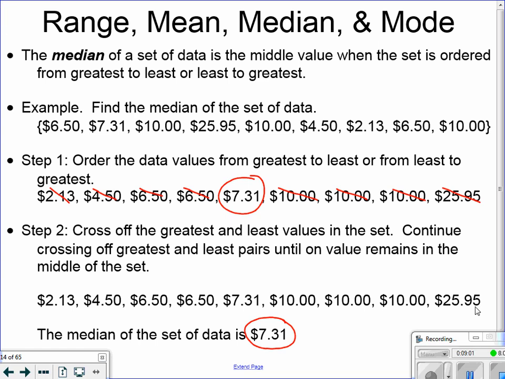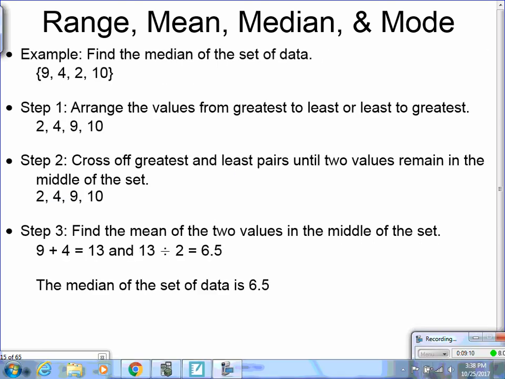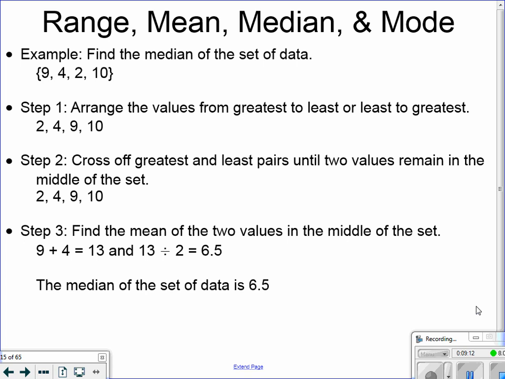Okay, again, the thing I want to stress here is to find the median, you have to make sure that you put the numbers in order. All right, another example of median here. In our first example, we had 9 pieces of data in that set. That's an odd-numbered amount of data. So when you have an odd-numbered amount of data, it's easy to find the middle. There's always going to be a middle number.